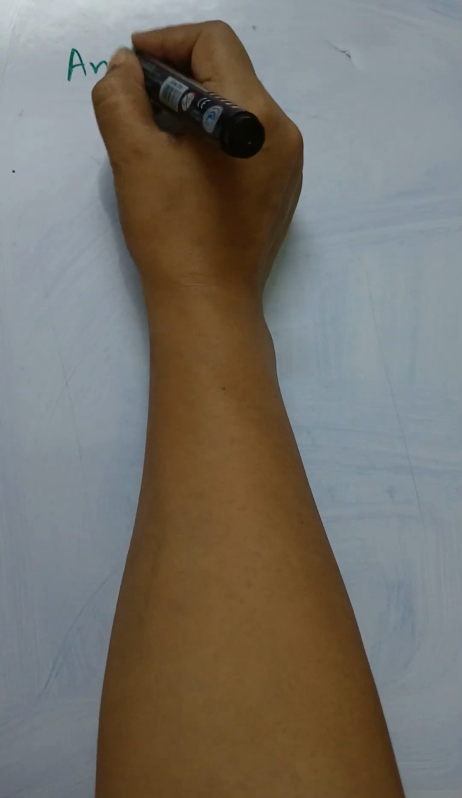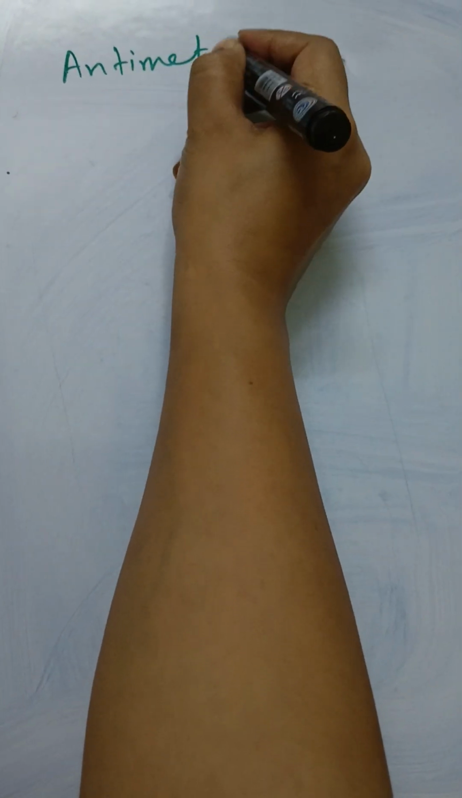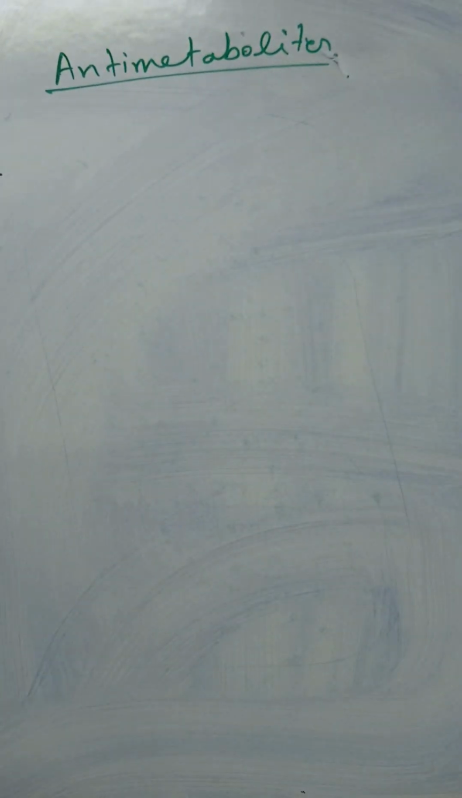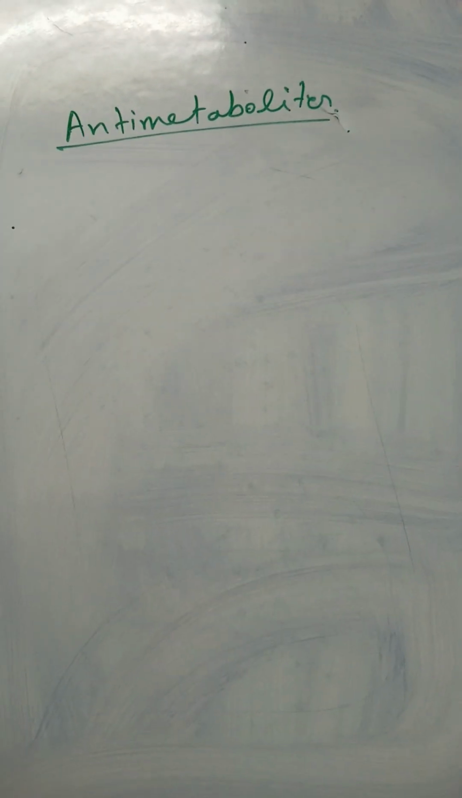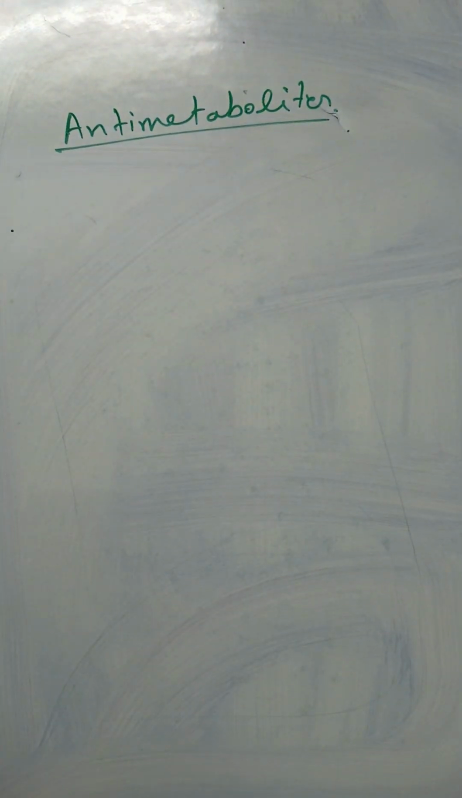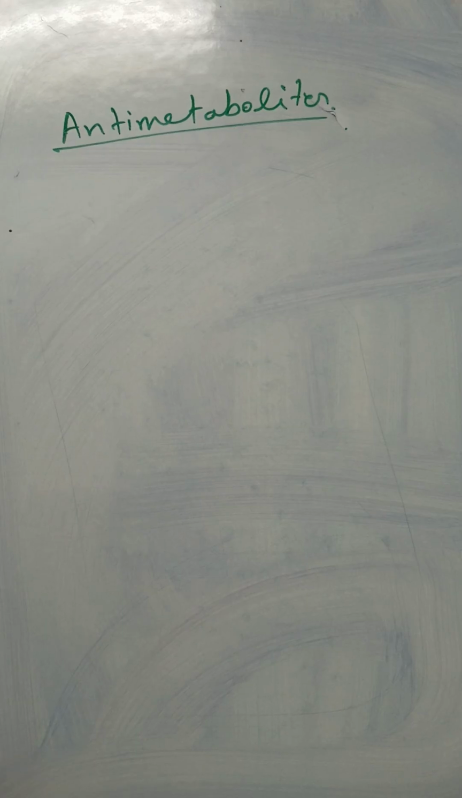Hi guys, in this video I'll be talking about antimetabolites. Now, what are these antimetabolites? Antimetabolites are basically those factors or compounds that have antagonistic properties against the usual metabolites of the cell.